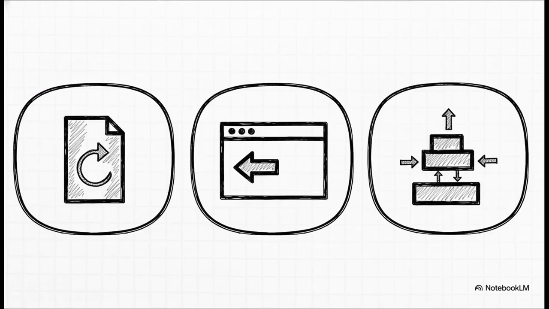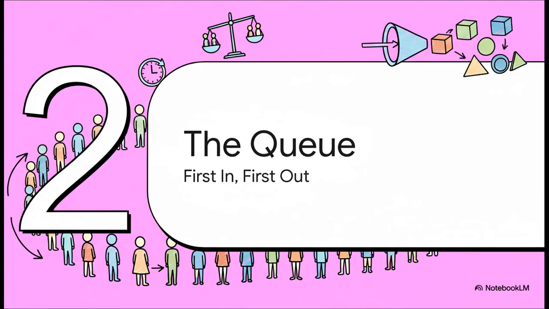So that undo feature we were just talking about, that's a perfect example. Every single thing you do, typing a word, deleting a sentence, gets pushed onto a stack. When you hit undo, the computer just pops your last action off the top and reverses it. Your web browser's back button works the exact same way. Every page you visit gets pushed onto a stack, and the back button just pops you back to the one you were just on.